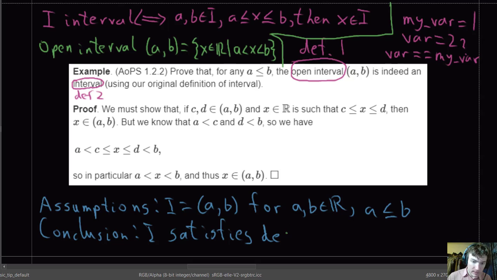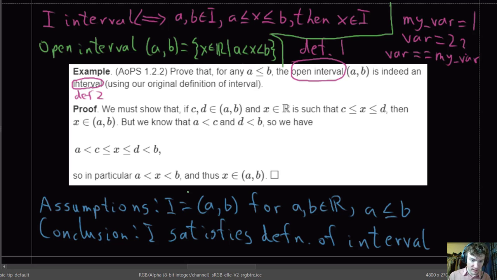Satisfies this definition of interval. Okay, so this goes to show that just parsing the statement of a proof and understanding precisely what's being said can often take some effort. Okay, so now I think we understand what we're trying to show, right?